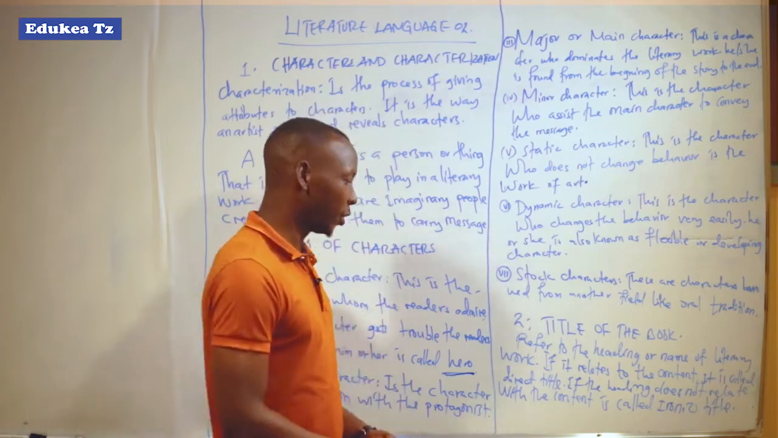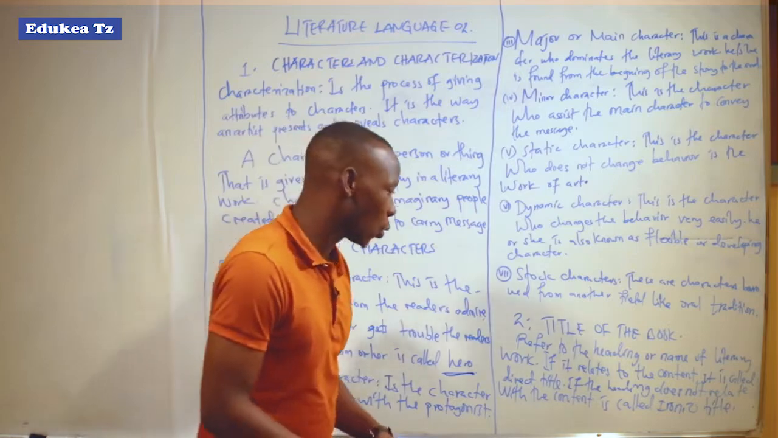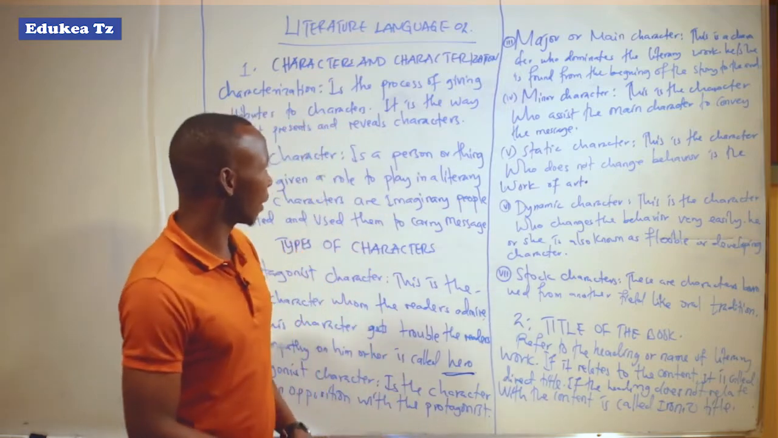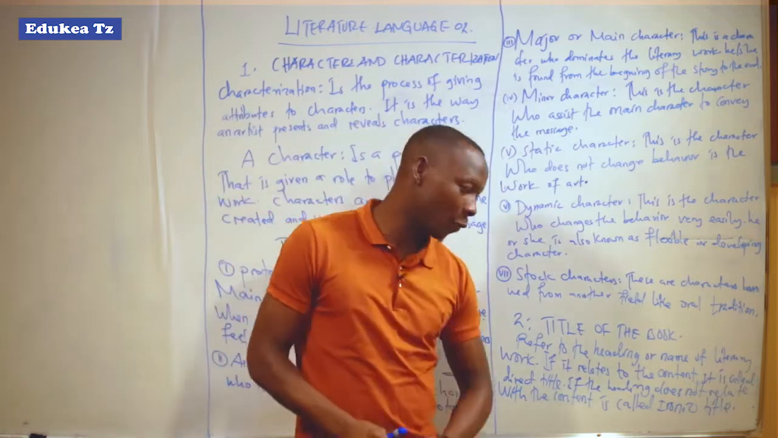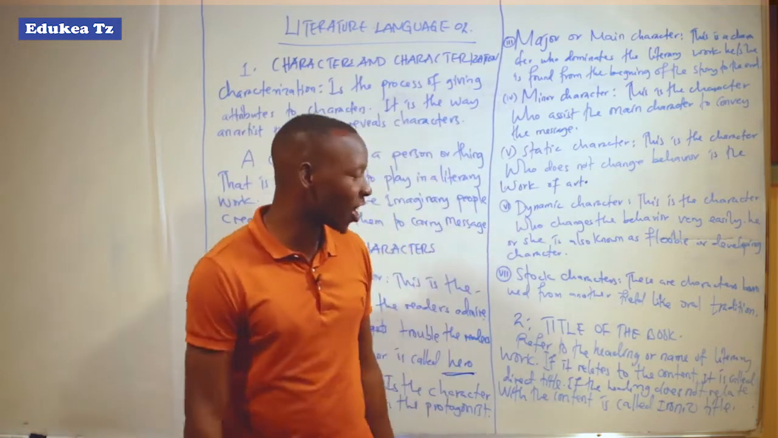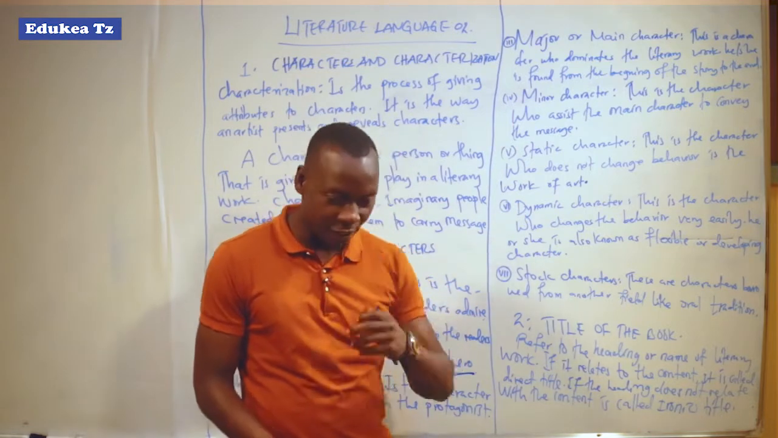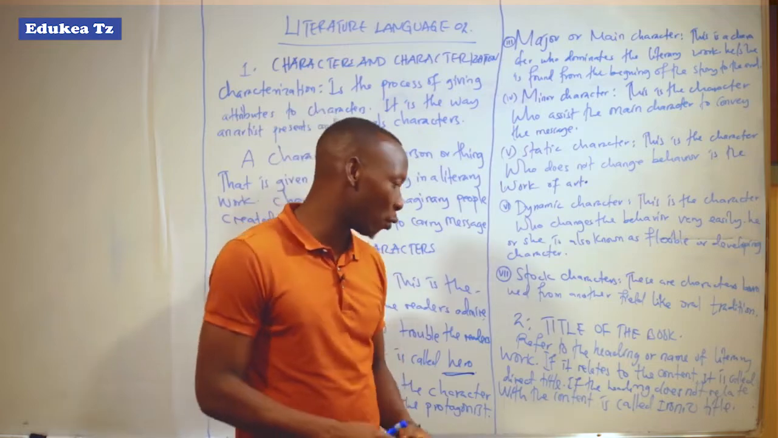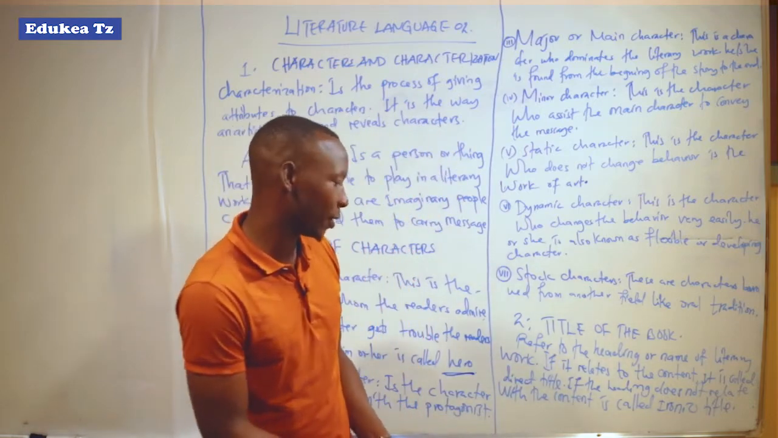So my dear students, today I could say we have done with the character and the characterization. After looking at character and characterization, let us see another part of form in the element of literature, that is the title of the book. When we are talking about the title of the book, we are talking about the heading of the text or the heading of the book. Here we refer to the heading or name of the literary works.